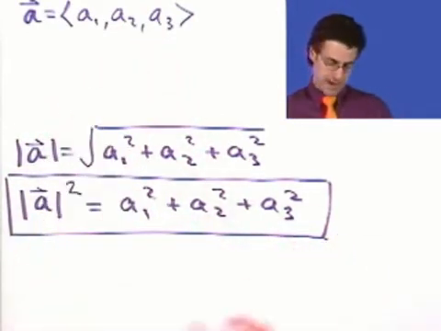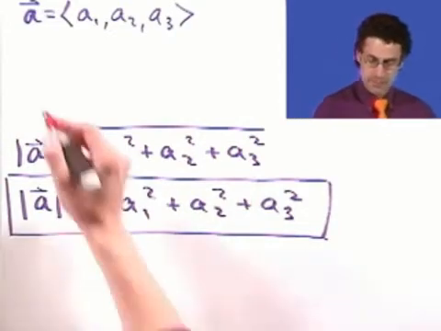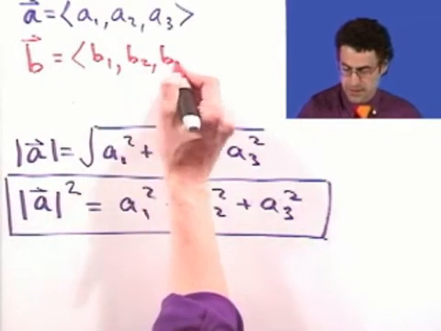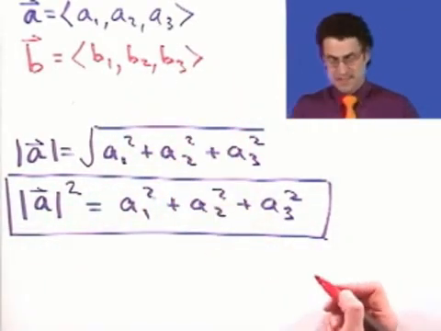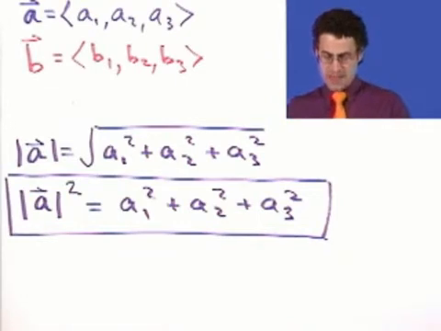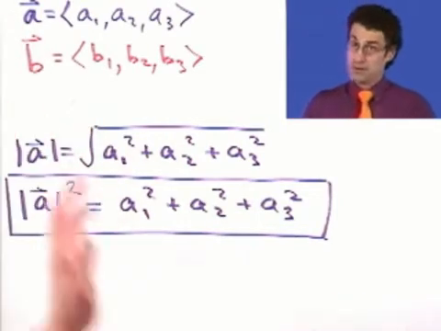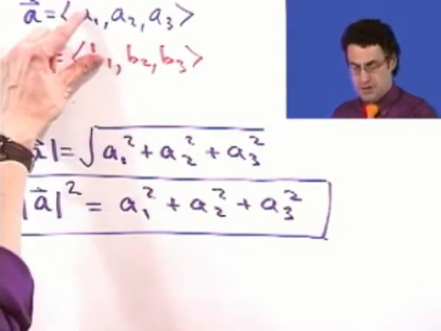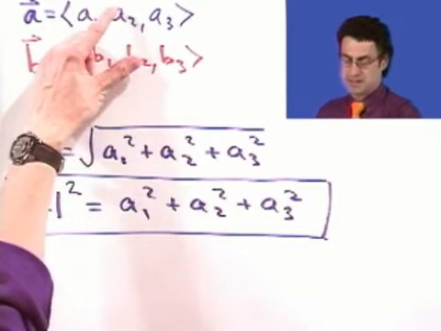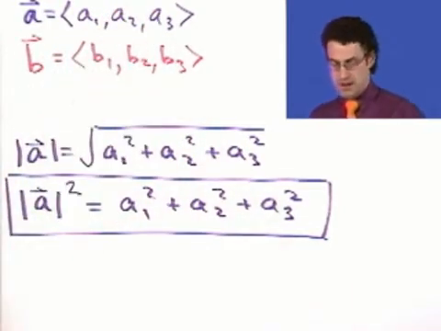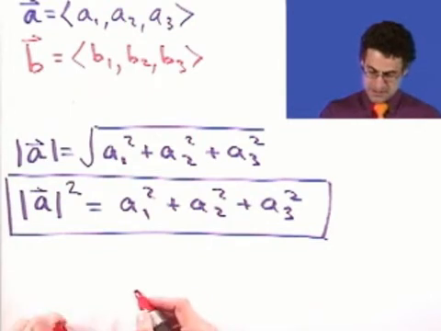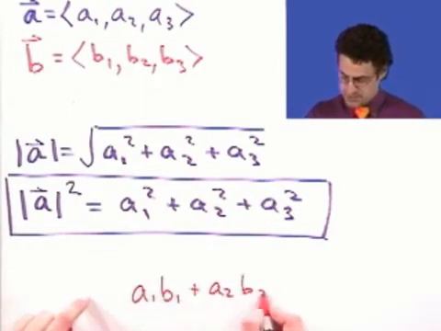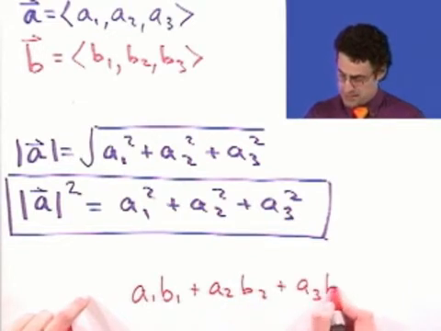But what if I had two vectors? What if I had a vector B hanging out there, whose components were B1, B2, B3? Then I could somehow combine them in the same way that I combined A with itself by doing a similar thing. Maybe taking the product of the first components and then adding that to the product of the second components, adding that to the product of the third components. And so I would see A1 B1 plus A2 B2 plus A3 B3.